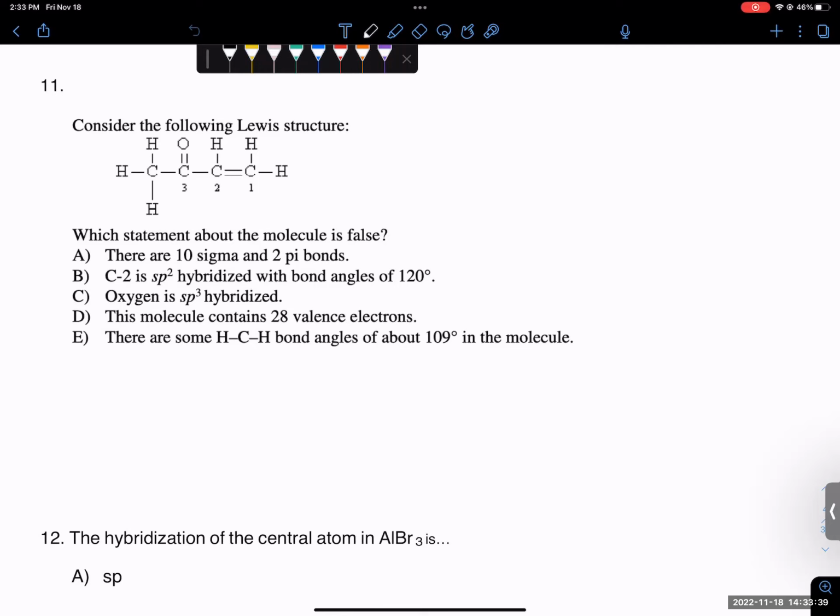All right. So consider the following Lewis structure. Which statement about the molecule is false? I'll give y'all maybe a couple minutes on this problem. All right. Anybody have an answer?